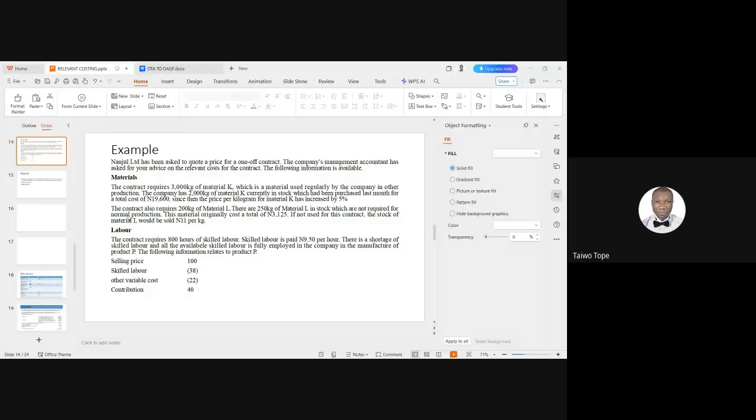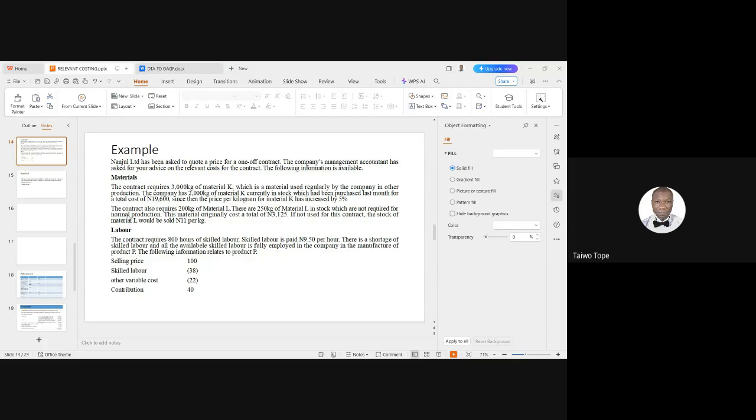So what is the contribution of these hours in relation to the total contribution here? That is contribution per limiting factor. What is the contribution of skilled labor to this whole thing? It's 10 naira. Very good. 10 naira per skilled labor hour.